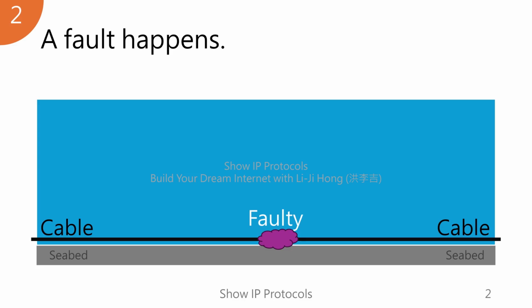2. A fault happens. Examples of faults are punctured insulation, fiber core breaks, and cable cut. Faults could be natural factors, such as the aging of the cable itself, earthquakes, falling rocks, and shark bites. Faults could also be human factors, such as fishing nets dragging, anchoring hits, and malicious sabotage.